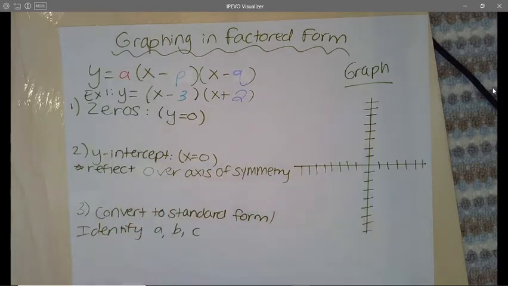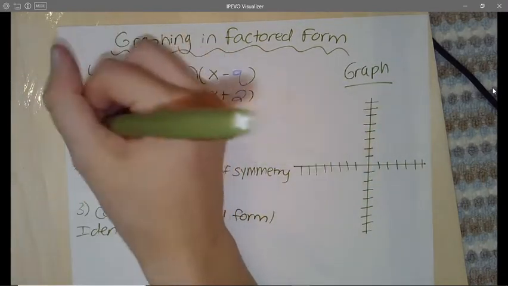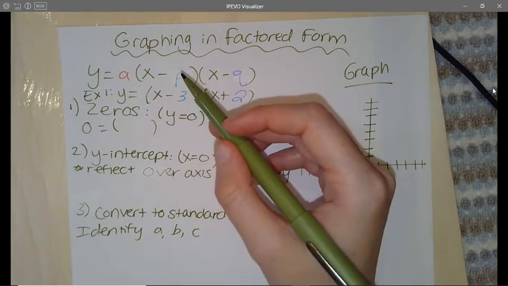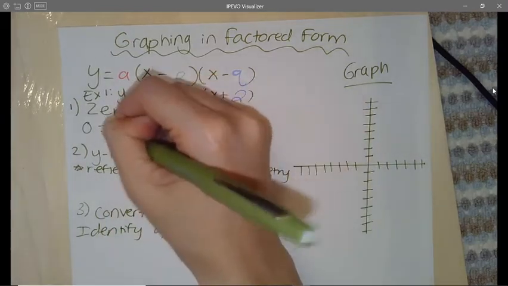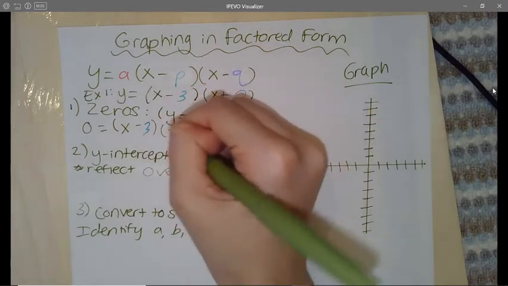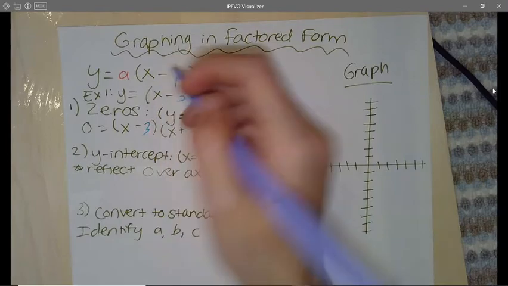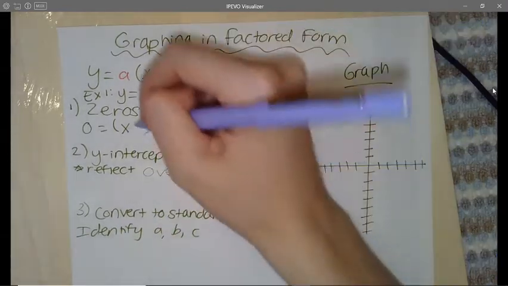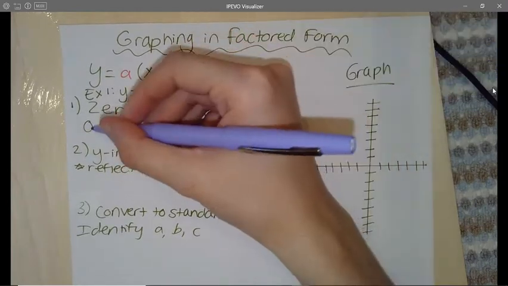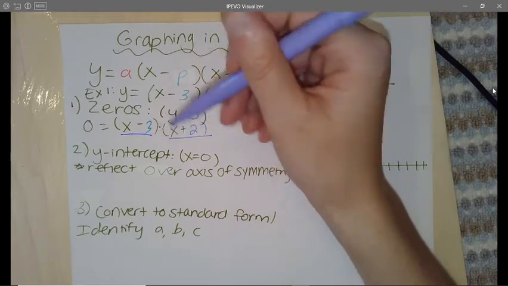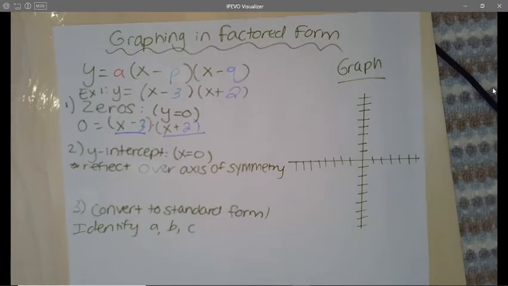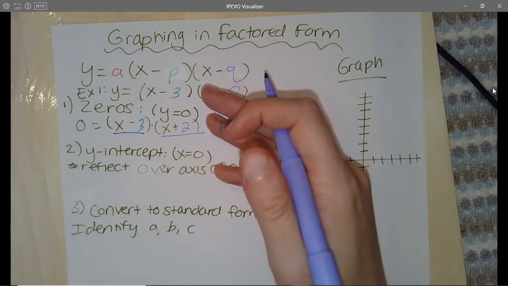So first of all, our zeros, I'm going to set y equal to 0. So I'm going to transform that y into a 0, and that will equal x minus 3 times x plus 2. Okay, so if you guys see here, I have a parenthesis times another parenthesis equals 0. So that means if more than one number multiplies to equal 0, at least one of these has to be 0. Guys, remember, when we're finding zeros after we factor, which guess what? We're already in factored form.